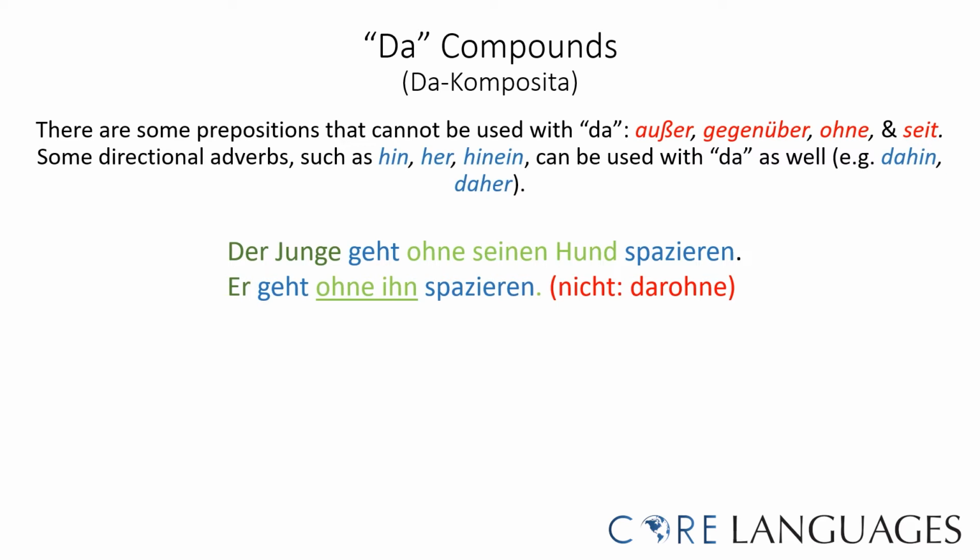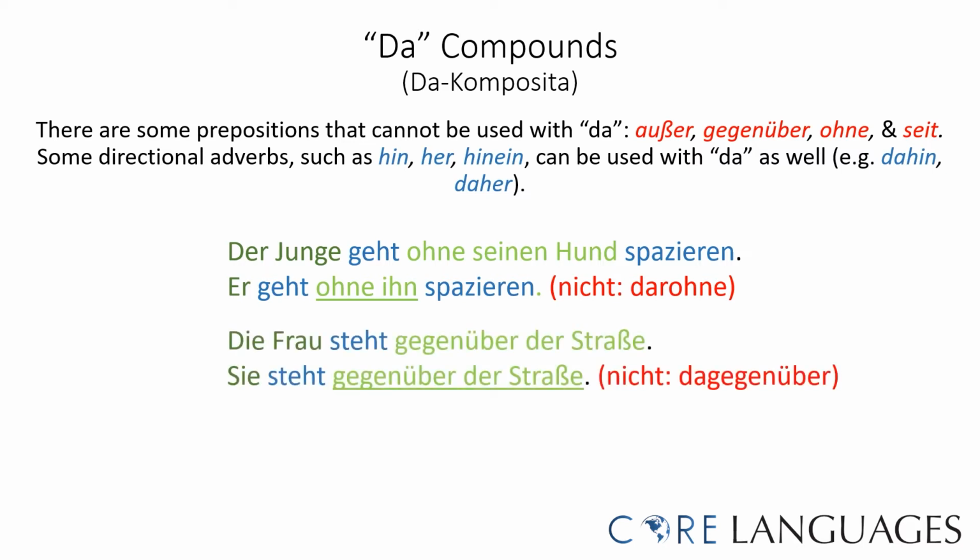Der Junge geht ohne seinen Hund spazieren. The boy goes without his dog for a walk. I cannot form a da compound with ohne. I cannot say darone, but I can use a personal pronoun to refer to the dog, and I can use a personal pronoun to refer to the boy. Geht ohne ihn spazieren. He goes without him for a walk.